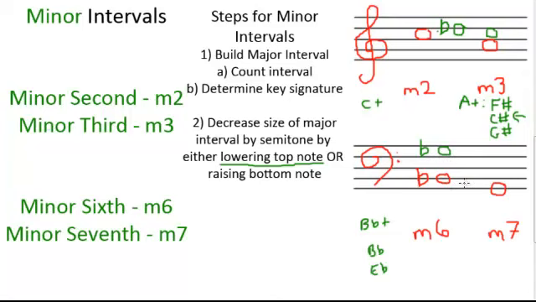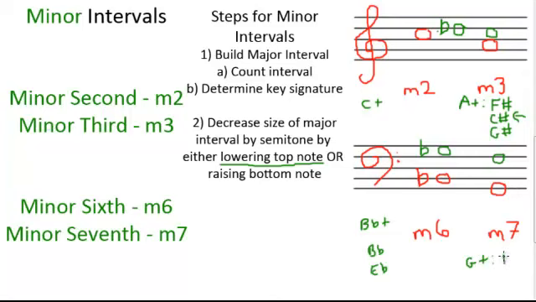So we'll do one more example. We'll do the minor seventh. So we count up 7 from our G. We end up with an F. We take the key signature of the bottom note, which is a G, meaning G major. G major has 1 sharp.